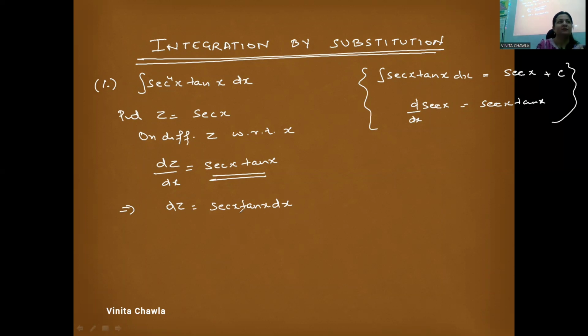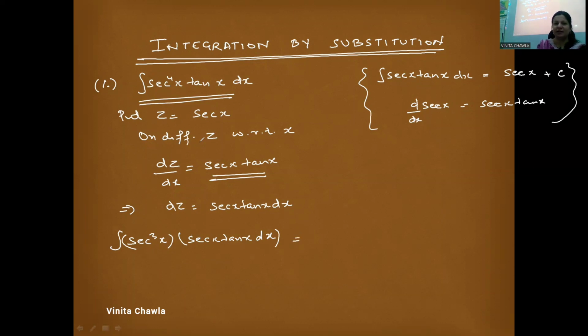What did we just do? We have kept this z as sec x, and then we have differentiated this z with respect to x. We've got this sec x tan x, and then dz is sec x tan x dx. Okay. Now consider this integration. So we can write this as sec cube x and sec x tan x dx together. Can we write like this? This sec raised to the power 4 x can be written as sec cube x into sec x.